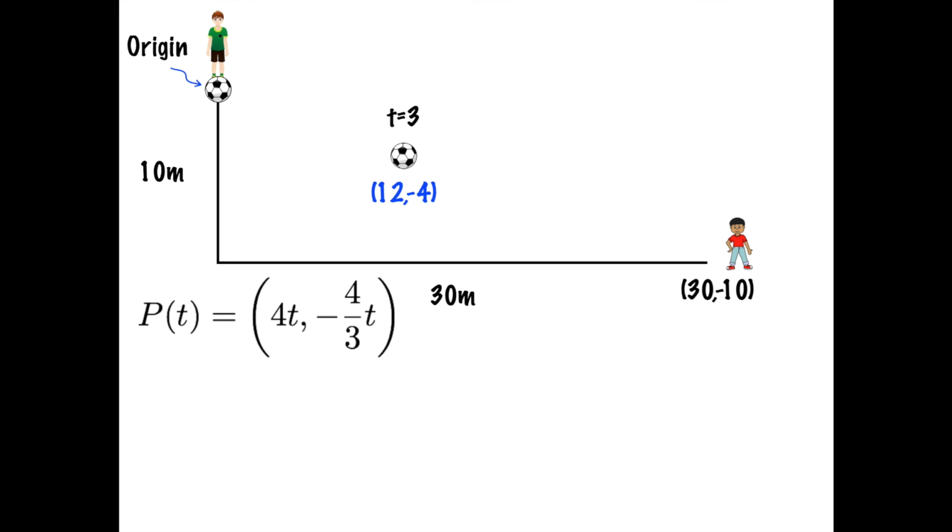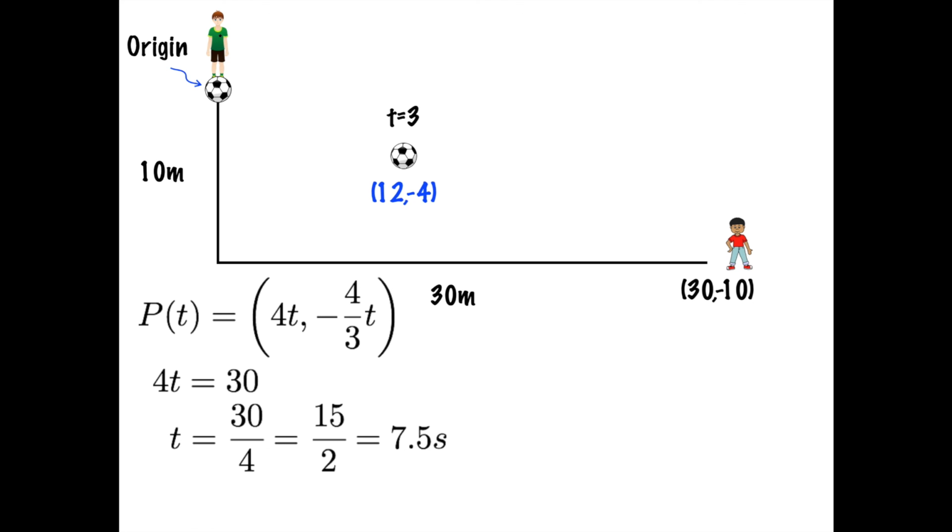So first I'm going to plug in to that t value. Remember, when we get to Ben, that x value there should be 30. So I'm going to set 4t equal to 30. We can do a quick little algebra step here and get 7.5 seconds for t.